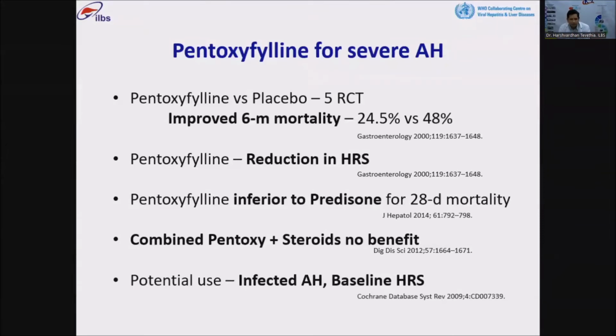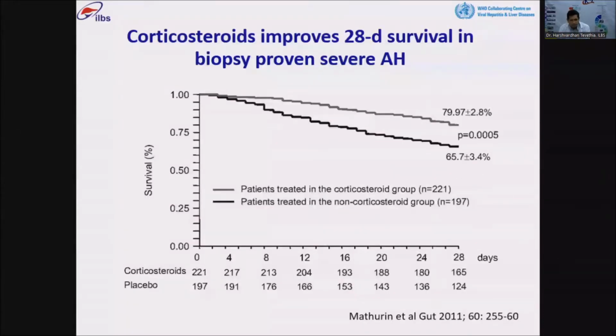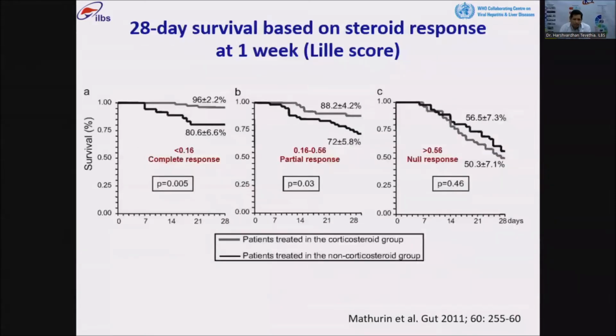The other therapy is NAC, used in the treatment of alcoholic hepatitis, but with all the data being very limited in today's practice. Coming to the most important, steroids. This was a landmark paper in Gut in 2011, and subsequent studies showed that steroids in severe alcoholic hepatitis improve the 28-day survival in patients with alcoholic hepatitis.